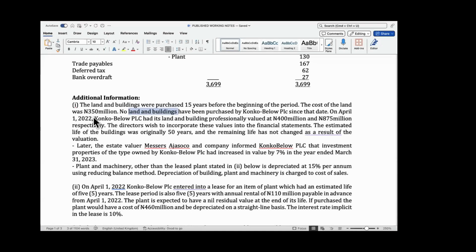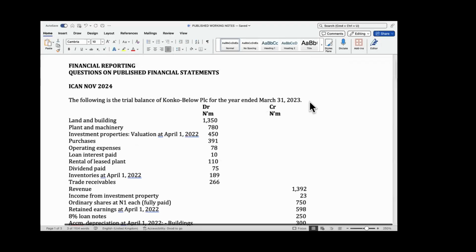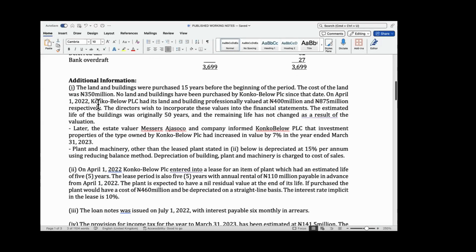But on 1st of April, when is 1st of April? Is it the beginning or end? Okay, since the end of the year is March, that means 1st of April is the beginning. You will see that I asked that question. You must also ask that question in the exam. When they give you a date, you need to ask, is it the beginning or the end? Because if it's not the beginning, not the end, that means it's within the year. You have to be very careful because you might need to do some proration if need arises. I've established that this April 1st, 2022 is speaking to the beginning of the year.